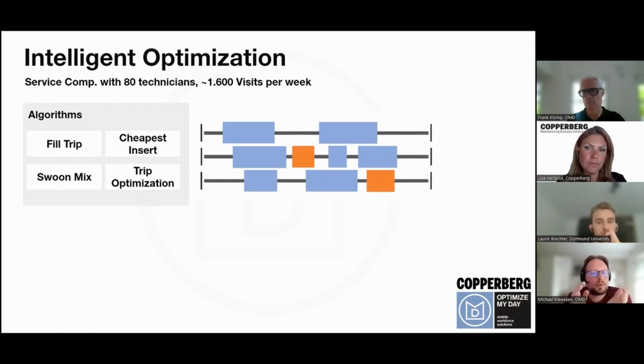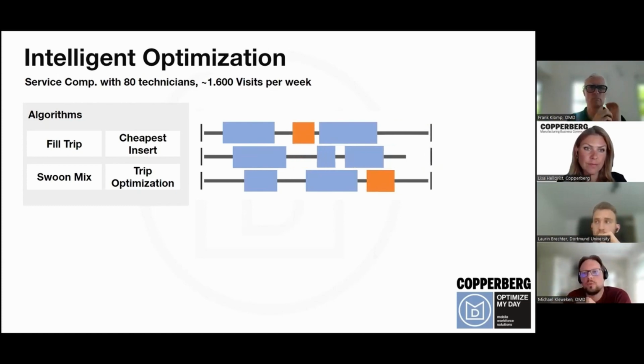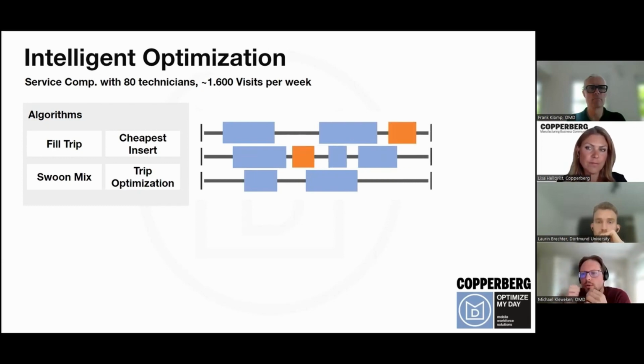So the fill trip I explained before. We also have a Swon mix, for example, an algorithm used for pre-planning the next weeks or months. And a cheapest insert is used to plan ad hoc visits that come in. If a customer calls and says, I have to repair a machine, then we have to put a task into the existing trips and find the cheapest insertion point to have a cost-efficient fit into the routes.